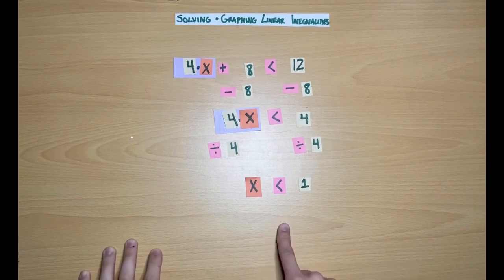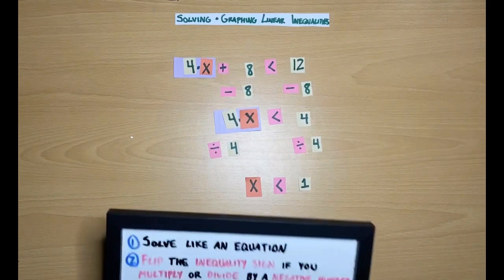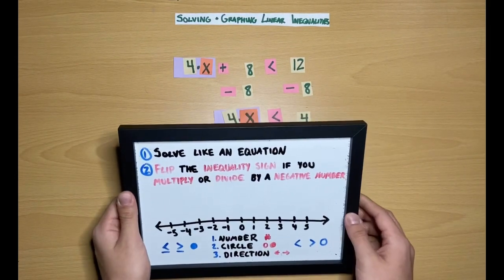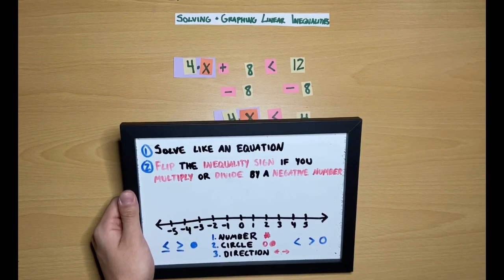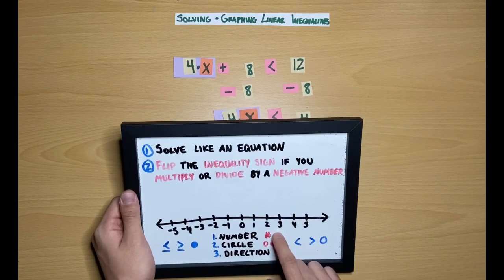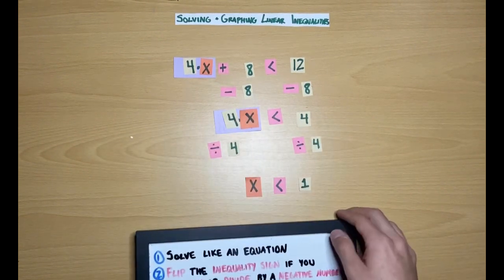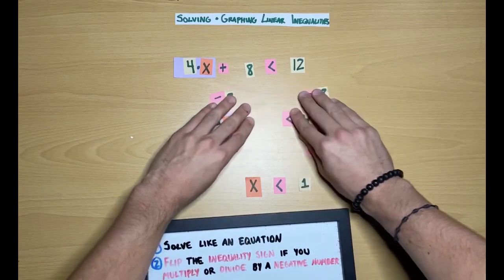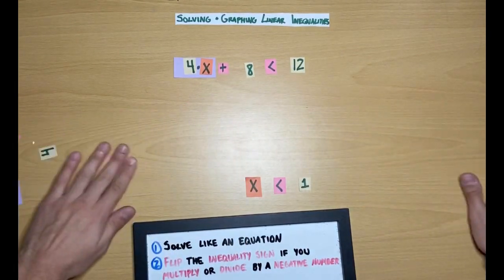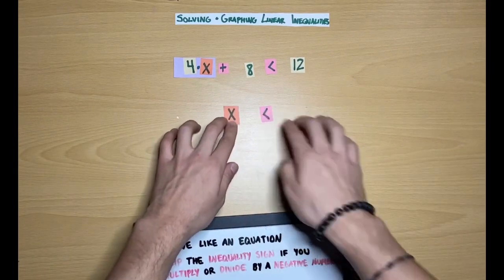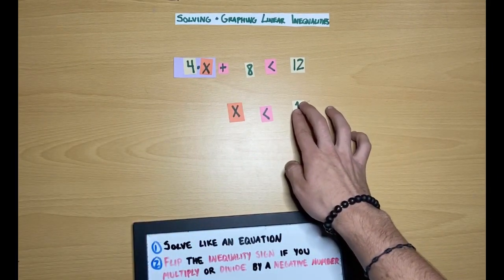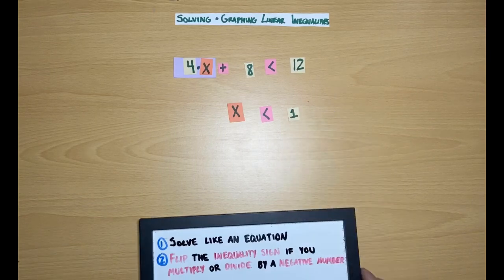Now to graph this, I'll bring this back. And if you notice at the bottom, there are 3 steps. The first step is we want to find the number. Then we will decide on a circle and then figure out the direction. If this doesn't make sense, you'll see in a moment. So I'm going to move this out of the way. We already solved this, so we know it'll come down to x is less than 1.